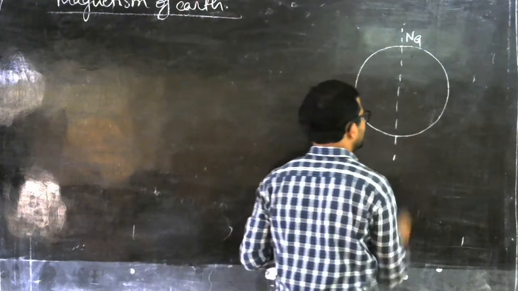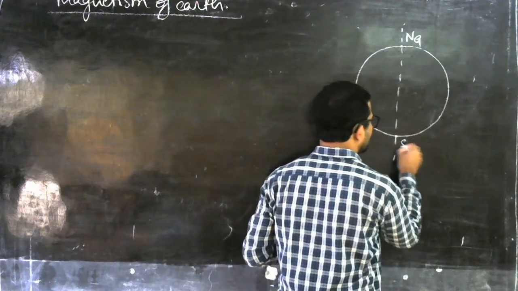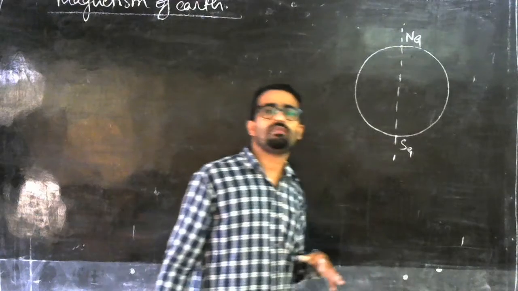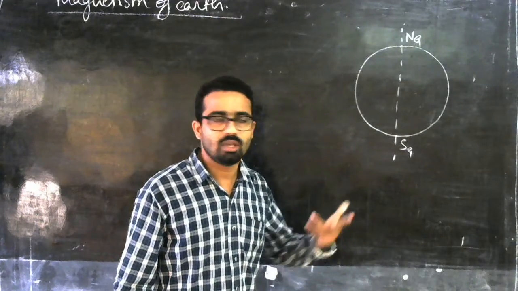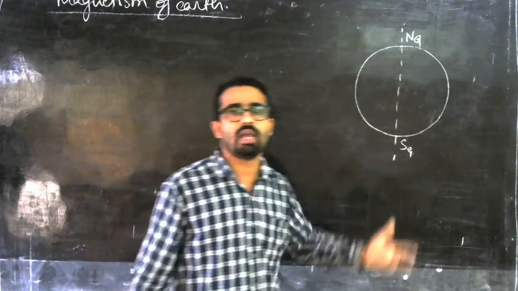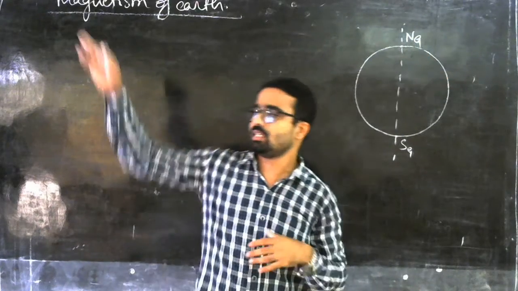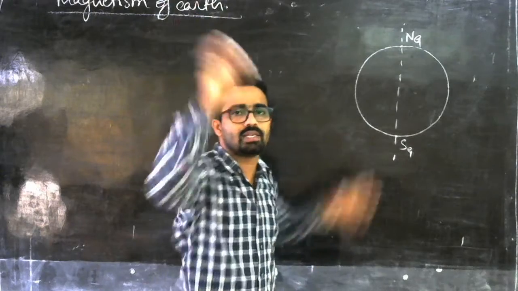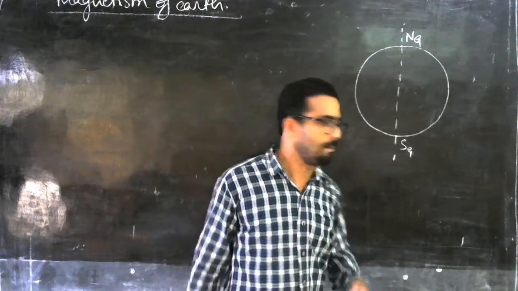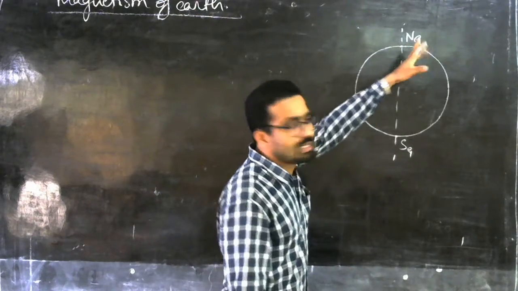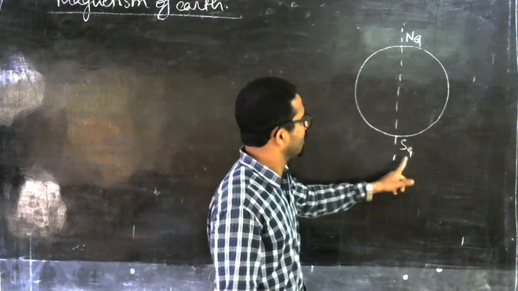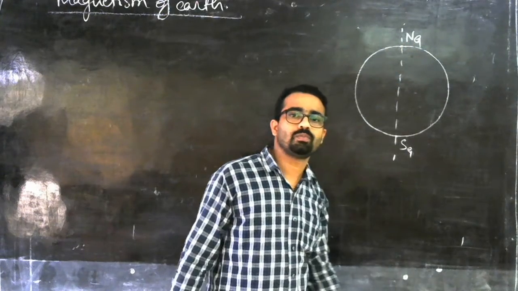Let me say this is geographically south. Geographically means usually. If you look at our surroundings, you can say this is our north direction, this is our south, or you can say this is our east or this is our west. So let's imagine that this is the geographic north and this is the geographic south.